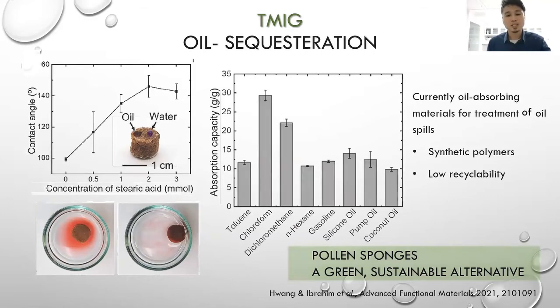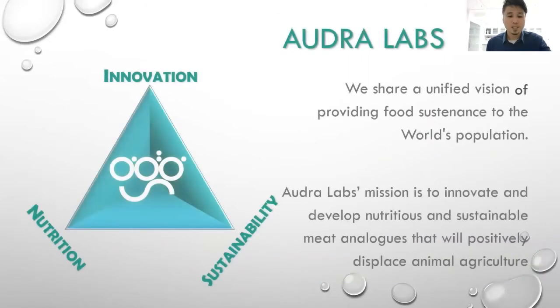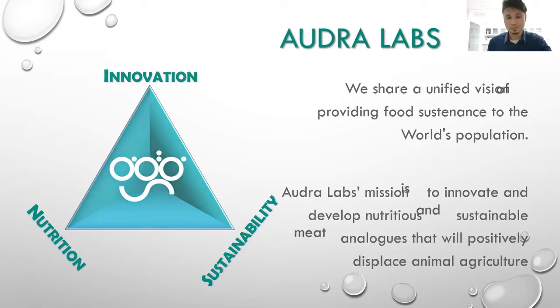So moving forward, I joined Audra Labs in August this year, and it has been a whole different ballgame working in a startup. So I would like to first introduce you to Audra Labs. In a world where the human population is projected to increase while arable land for food decreases, Audra Labs has a vision of providing food sustenance to the world's population. And we are doing this by innovating and developing nutritious and sustainable meat analogs that will positively displace animal agriculture, which takes up vast amounts of land and is highly unsustainable.